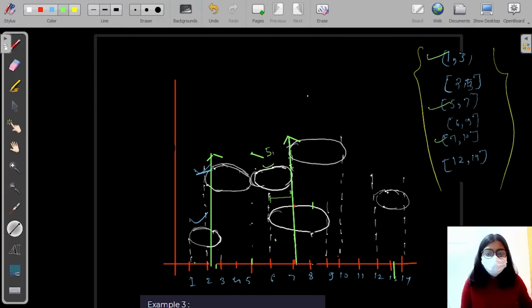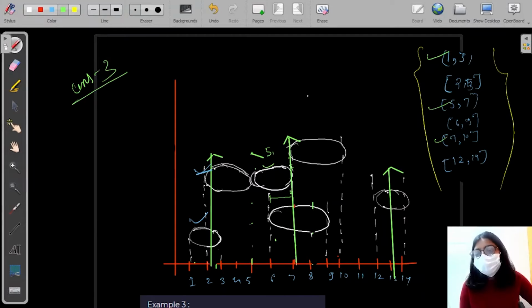And also we want the minimum number of arrows. Now at this point, are there any overlapping balloons? No, there are no overlapping balloons. So it means I'm going to need a single arrow here to burst this single balloon, right? So here the answer will be what? Yeah, the answer will be 3, because the minimum number of arrows that I will need to burst all of my balloons is 3. All right.